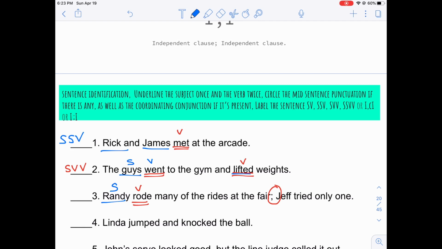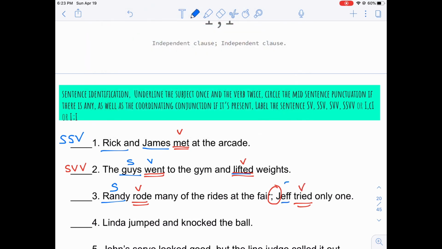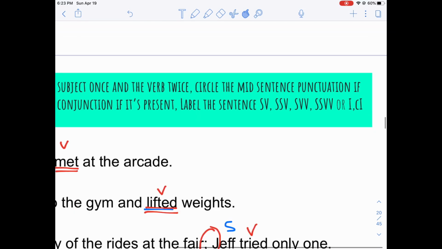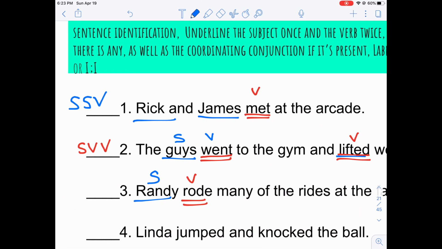Let's look at the next one. Jeff tried only one. Tried is my verb. Who or what tried? Jeff. And I'm not going to label this an SV semicolon SV. Up here it shows me I have I, comma, CI or I semicolon I. In this case, I semicolon I. Moving on.